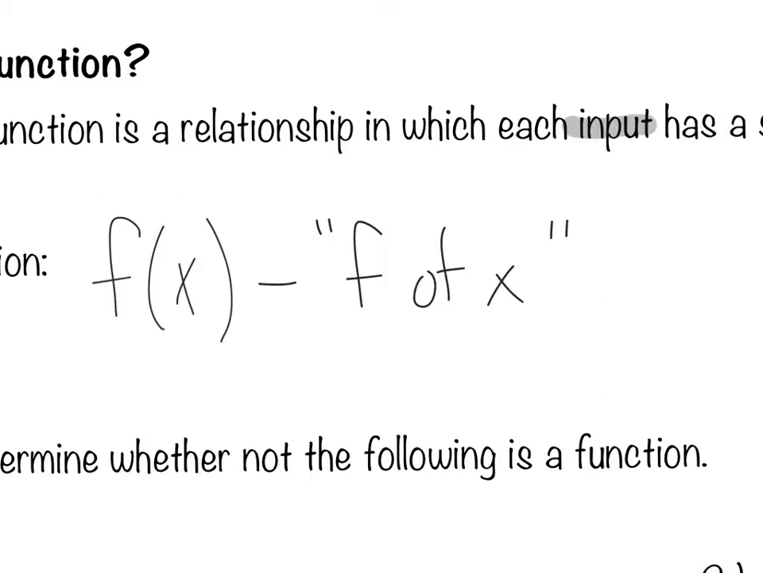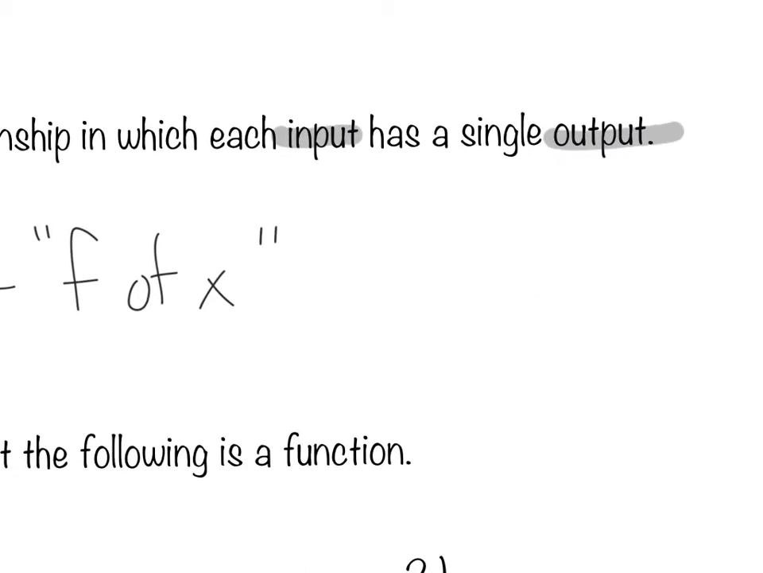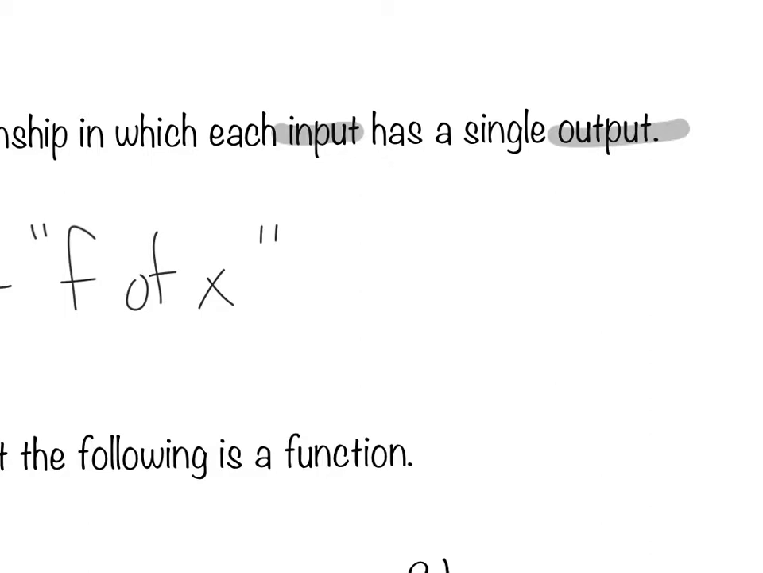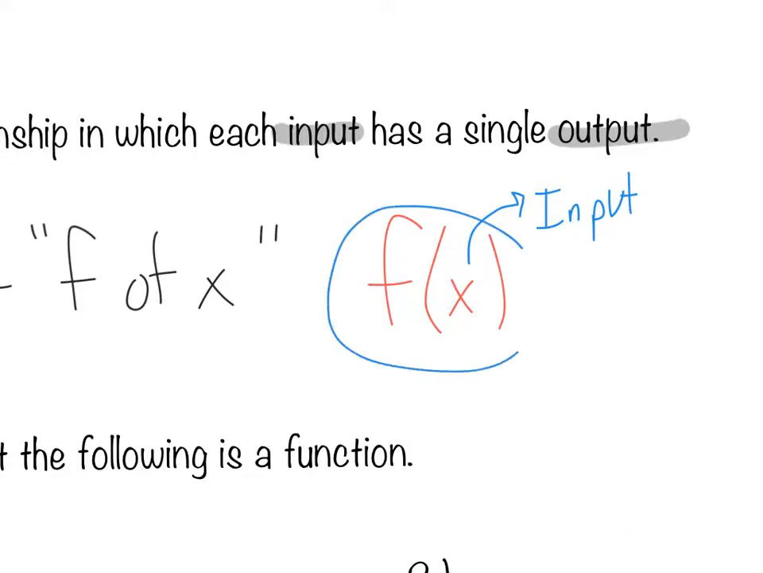It's f of x. Now, what this is, and I'll just sort of rewrite it over here in a different color. F of x. The x on the inside represents our input, while the entire thing will represent our output. So we input a number, and then what we get when we do the function is the output.